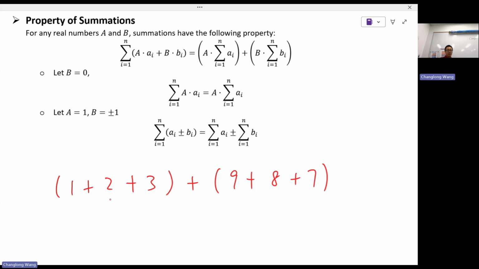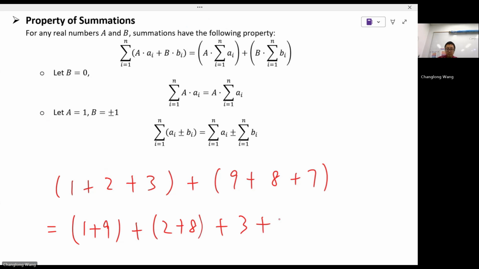So when you add them up, am I allowed to add 1 and 9, and then 2 and 8, 3 and 7? So first, I add up the corresponding pairs, then add them up. Is that okay? Now, what was the property that we have used to change the order of addition? Instead of adding up those three numbers, I actually add up the 1 and 9 first, then 2 and 8 and 3 and 7.